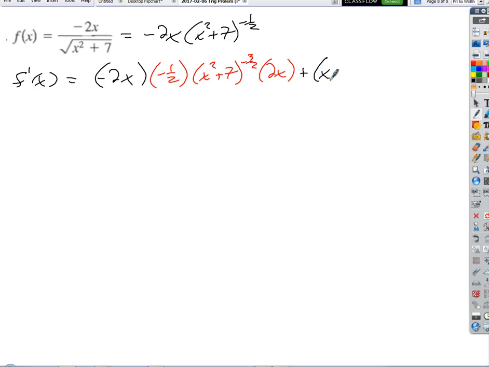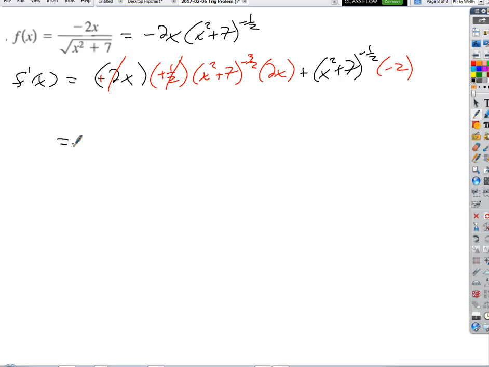So plus, then we've got the second one, x squared plus 7 to the minus 1/2 times negative 2. Okay, good. So what can we do? Negative times negative is positive. Now we can factor out, we have like bases. What's the power of our base that we would factor out? Negative 3/2, because we have to take the smaller of the two.